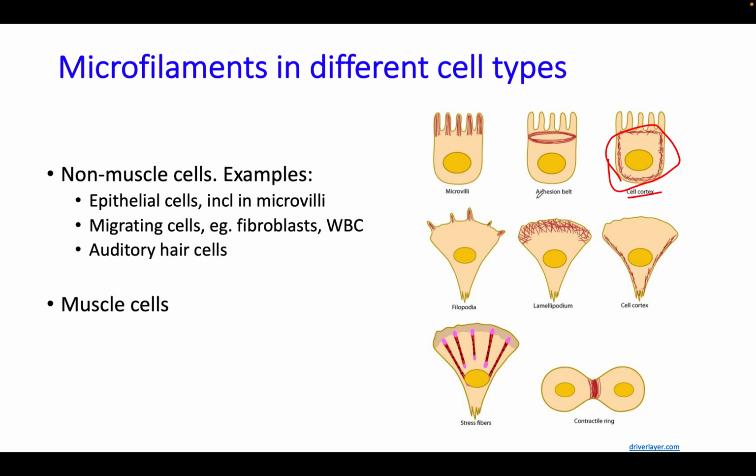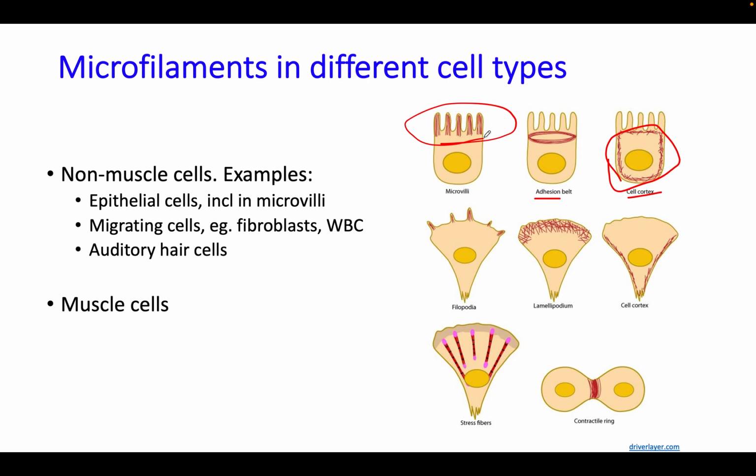The adhesion belt, we'll be covering adhesion later on during foundation, so I'll leave that for now, and also in the microvilli. You might know that all cells have microvilli, but on intestinal epithelial cells in particular, and some cells in the kidneys too, these microvilli are much longer and they're important for absorption of nutrients. So again, microfilaments are found there to help maintain their shape.